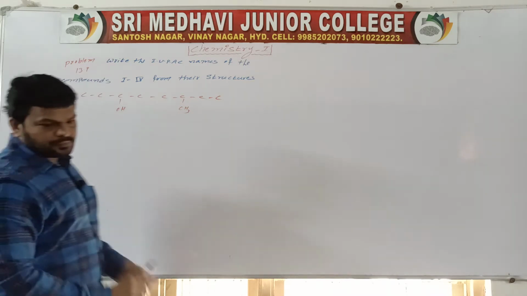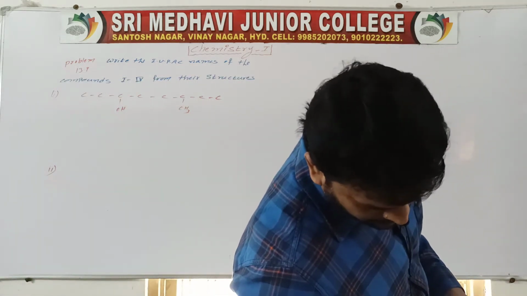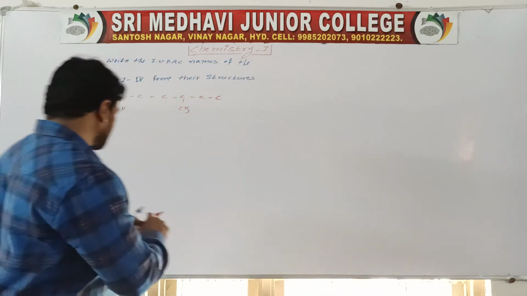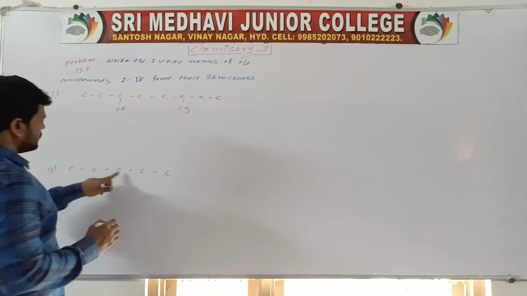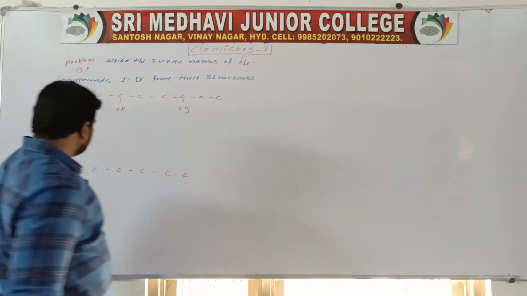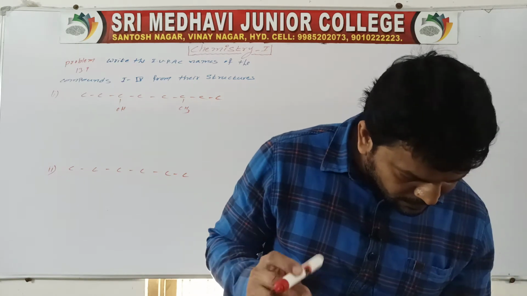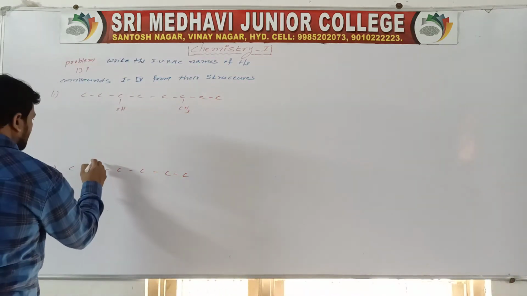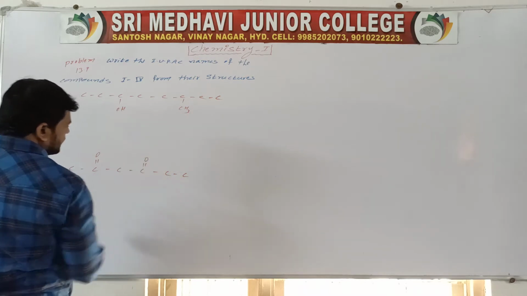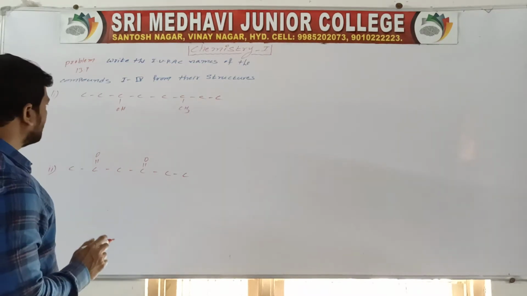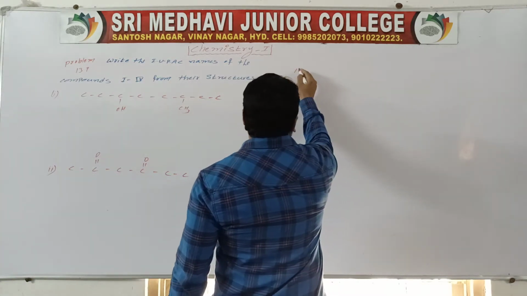And the second one has 6 carbons, C 1 2 3 4 5 6. Here we have to identify the functional groups. The second and fourth carbons have C double bond O. Okay, this is the second one.